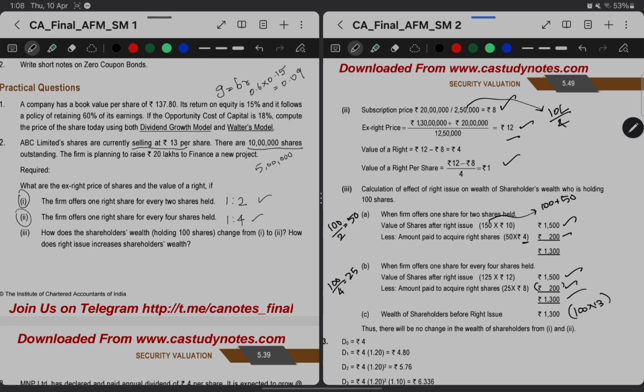Now, why does the shareholders' wealth not change after a rights issue? It is because even though the share price drops, we are getting more stakes, more shares at a discounted price. So total value stays the same. Thus, even after rights issue, the wealth will be the same in all the scenarios.